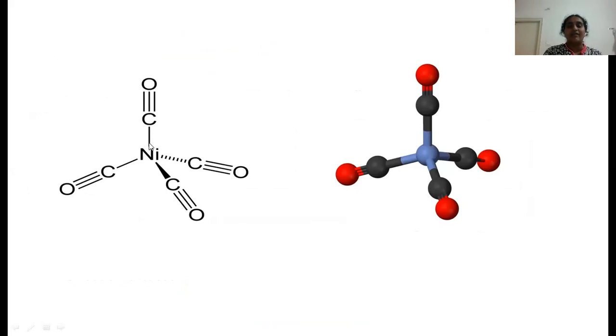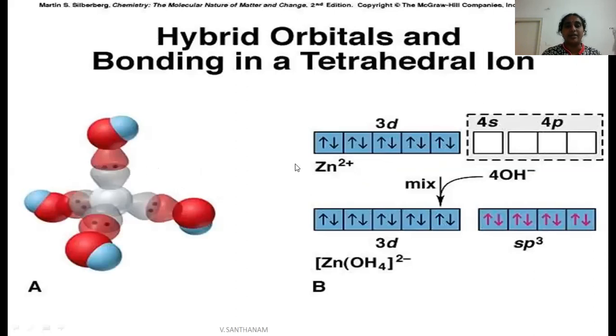According to valence bond theory, the bond formation between the metal and ligand is a covalent bond. Whereas Sidgwick's theory explained the bond formation between metal and ligand as a coordinate covalent bond. But Linus Pauling explained the bond formation between metal and ligand as a covalent bond. This is the geometry of nickel tetracarbonyl, and these two are examples for tetrahedral geometries.